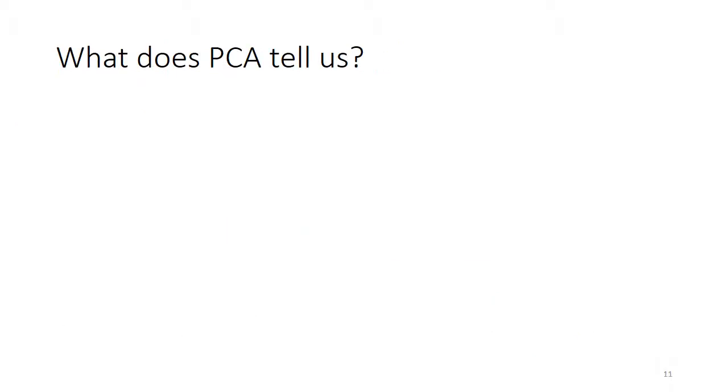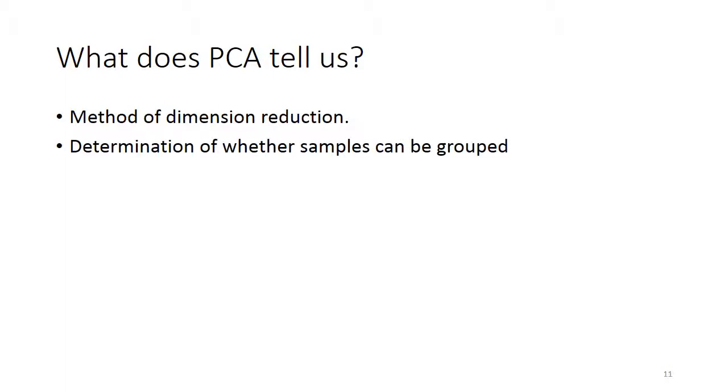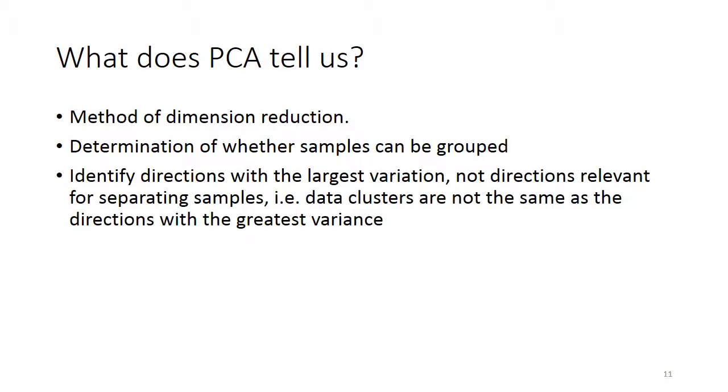So what does the PCA tell us? Well, it is a method of dimension reduction, and it can help us determine whether samples can be grouped. It helps us to identify which directions have the largest variation, but these are not necessarily the directions relevant for separating the samples, and data classes are not the same as the principal components.